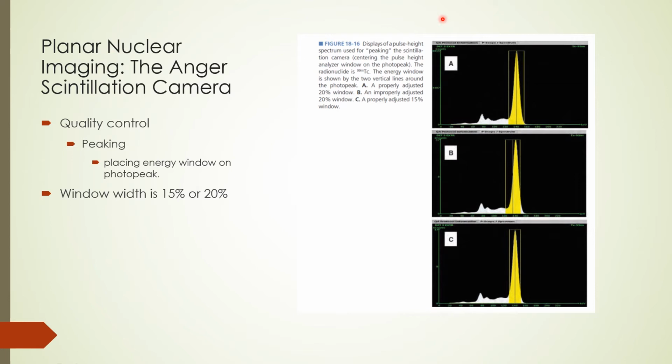Energy windows may be adjusted manually or automatically by the camera. Energy window widths of 15% or 20% are commonly used. If the window is too narrow, some of the photopeak photons are lost, and if the window is too wide, scatter photons are included in the measurement.